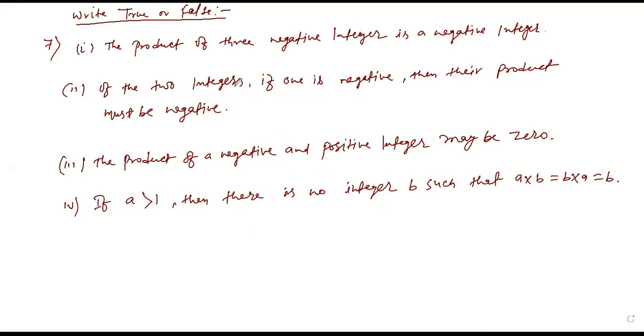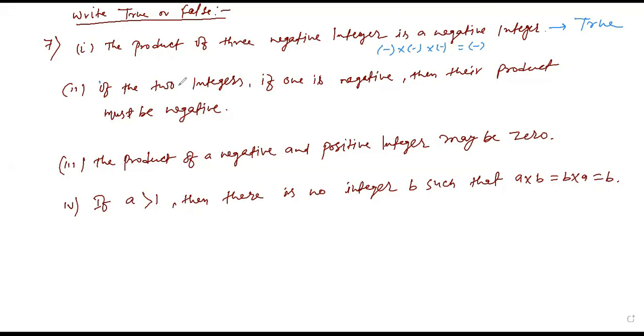Okay, so see, the product of three negative integers is a negative integer. True. How true? See, minus into minus into minus. Obviously, it will give you minus, so it's a true statement. Sir, we have to also show like you have shown? No, this is for your understanding only. You have to only write true or false. Now number 2, it is if. Sorry, it's if.